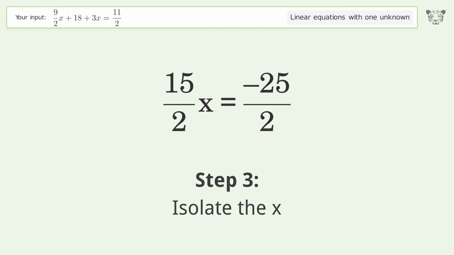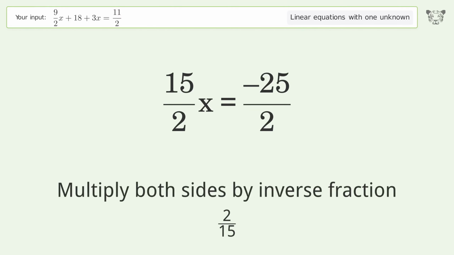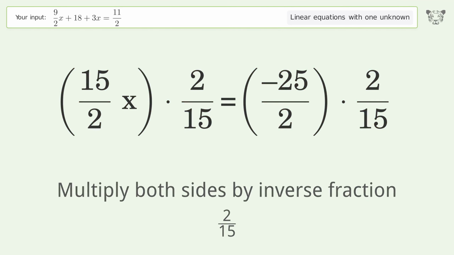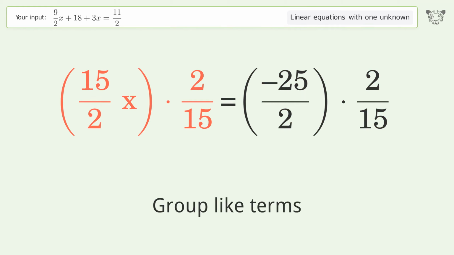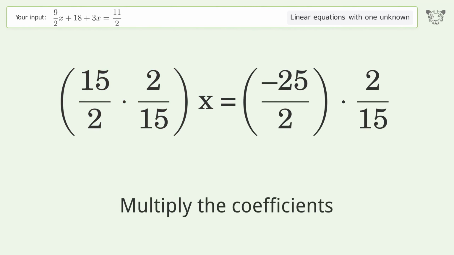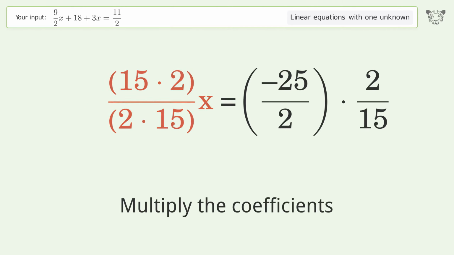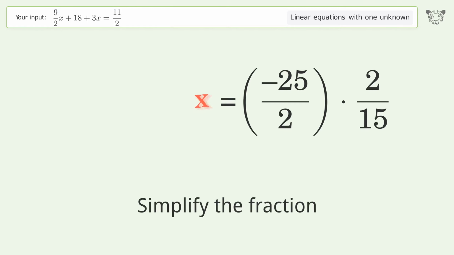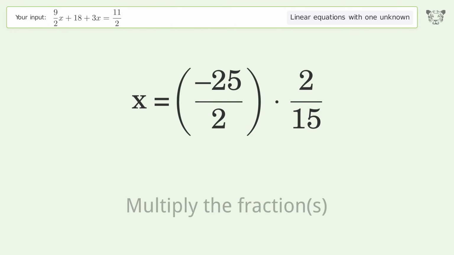Isolate the x. Multiply both sides by inverse fraction 2/15. Group like terms. Multiply the coefficients. Simplify the fraction. Multiply the fractions.